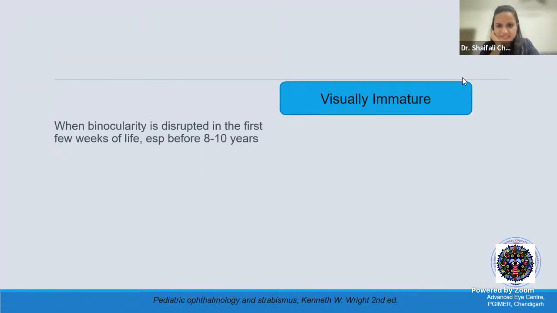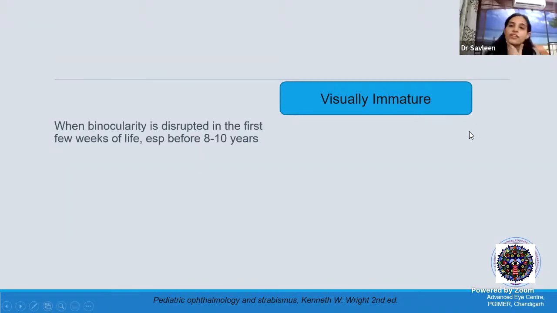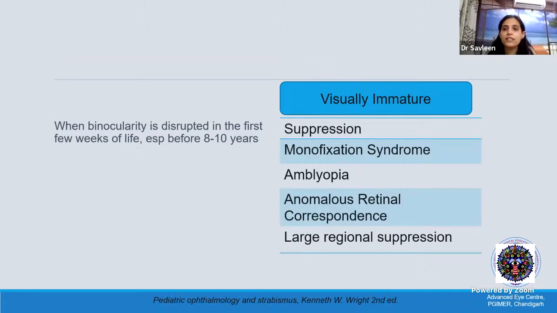Yes. So we're talking about a visually immature system here. Now, when you have a child where binocularity is still not developed and there is an insult that is causing a strabismus in the eye, especially before 8 to 10 years, there are a lot of visual adaptations that occur in a visually immature system.